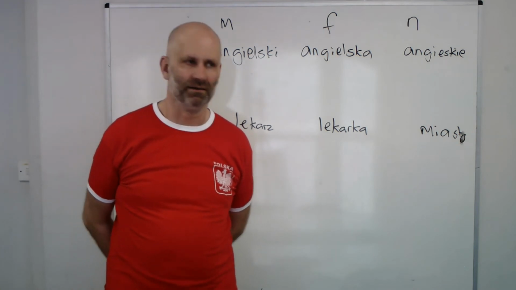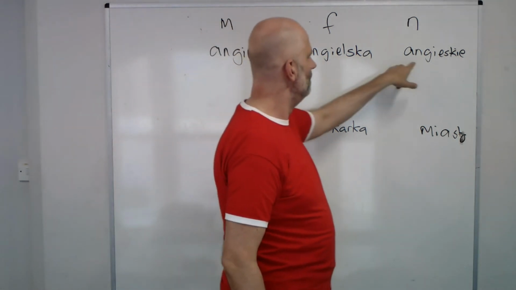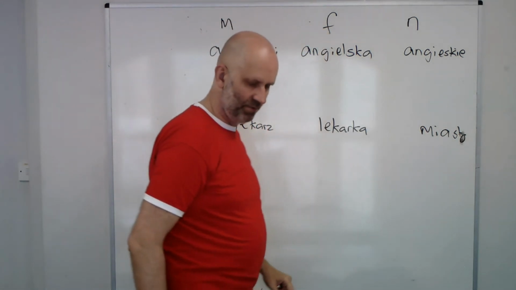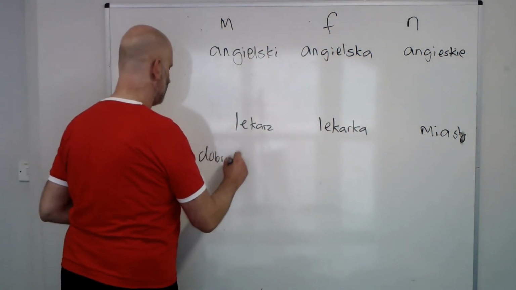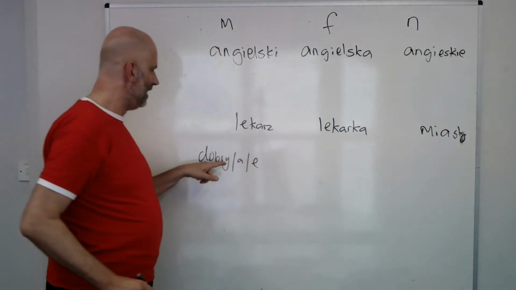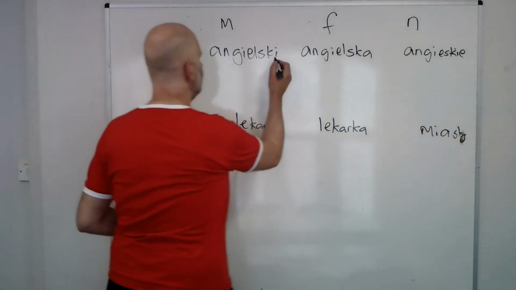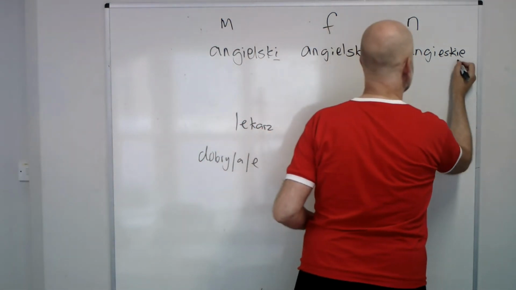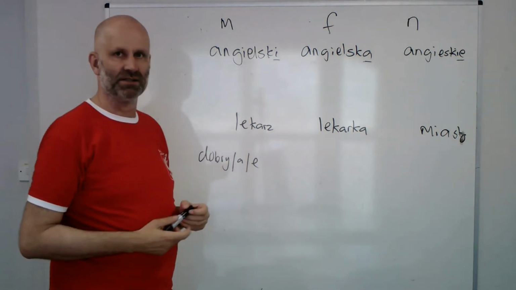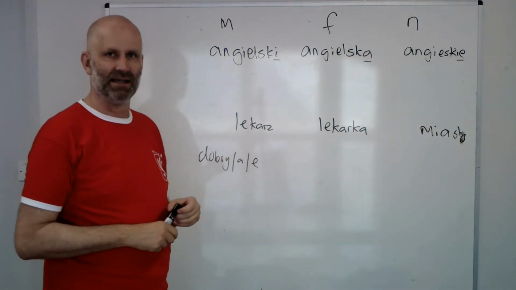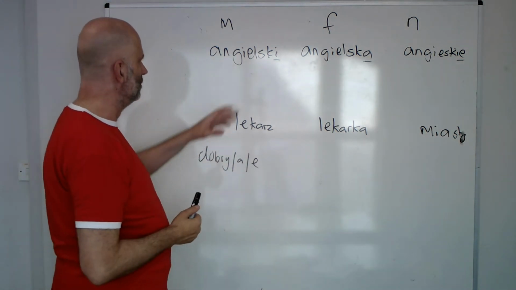Okay, so now we're going to look at three more adjectives. We've got angielski, angielska, and angielskie. Before, we looked at dobry, dobra, and dobre, so the endings were y, a, and e. But here you can see the endings are i, a, and ie. It's because there's a K at the end. So if you've got an adjective where the base form has a K or G before the ending, then you have to do this.